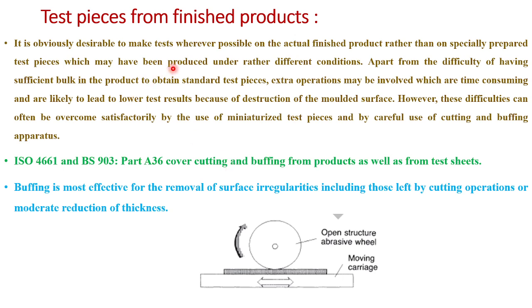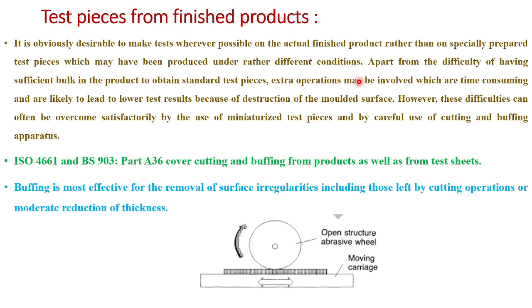So it is obviously desirable to make tests wherever possible on the actual finished product rather than on specially prepared test pieces, because during preparation of the test pieces, you will try to follow every aspect to get better properties. But when you are preparing a product, it undergoes different processing techniques, so there may be some changes in the property of your final product.